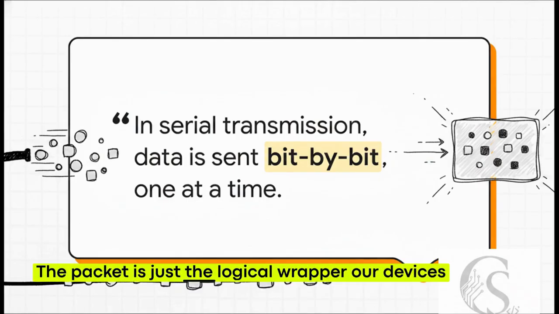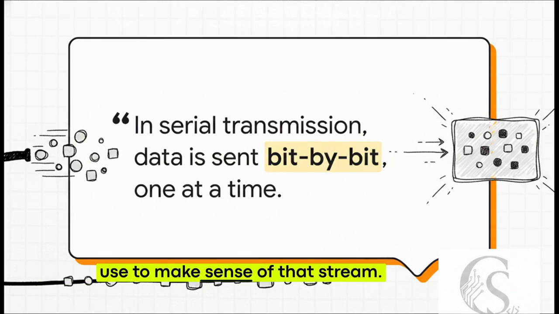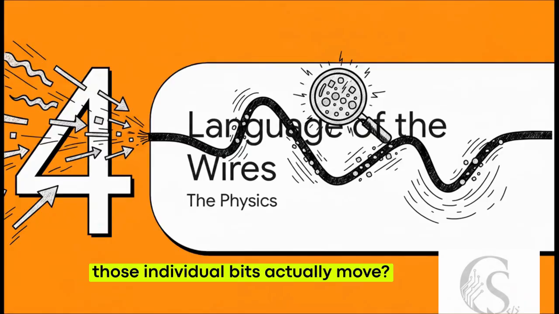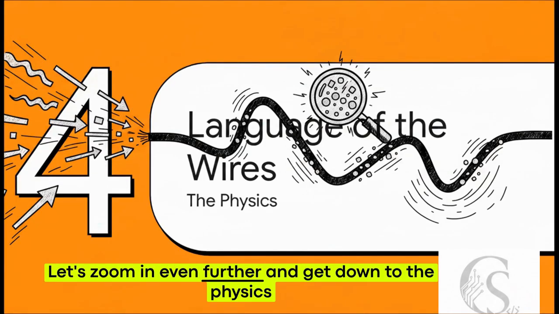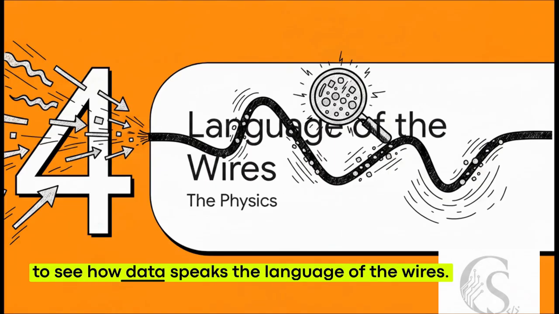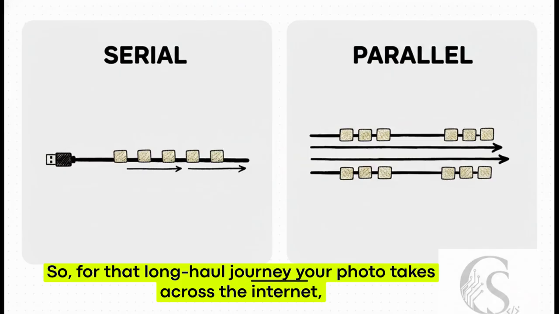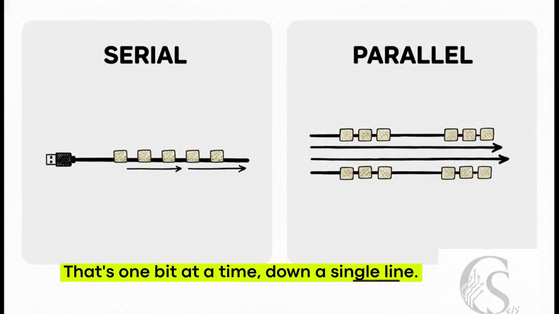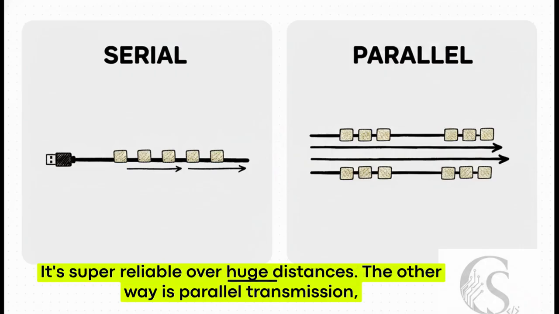The packet is just the logical wrapper our devices use to make sense of that stream. So, if it's all just ones and zeros, how do those individual bits actually move? Let's zoom in even further and get down to the physics to see how data speaks the language of the wires. So for that long-haul journey your photo takes across the internet, its data travels using serial transmission. That's 1 bit at a time down a single line.